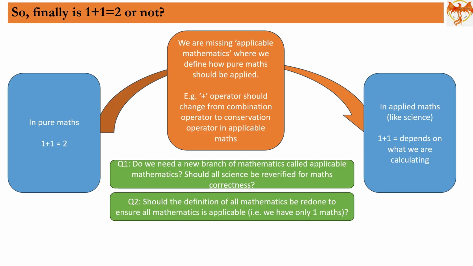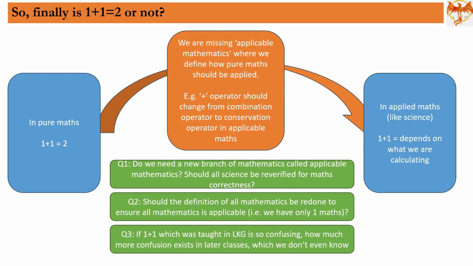A second question would be, if the purpose of mathematics is to figure out or study what's going on in the outer world, should we define our mathematics so that every mathematics is always applicable? Which means we don't have pure maths, applied maths, and applicable maths. We just have one applicable maths, where we define maths in such a way that it can be directly applied. So that could be another option.